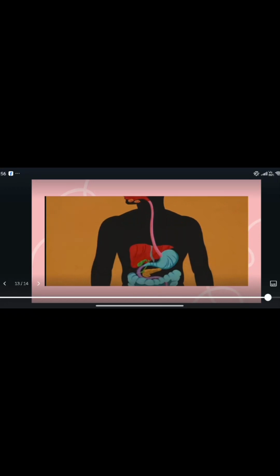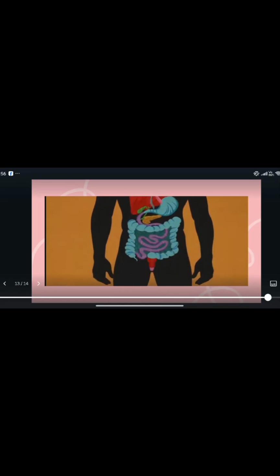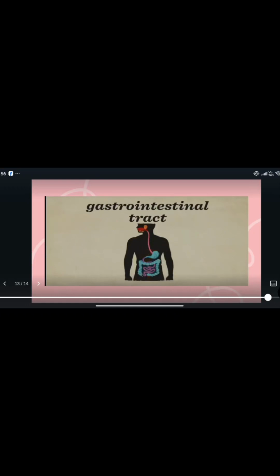Spanning the entire length of your torso, the digestive system has 4 main components. First, there's the gastrointestinal tract, a twisting channel that transports your food and has an internal surface area of between 30 and 40 square meters, enough to cover half a badminton court.